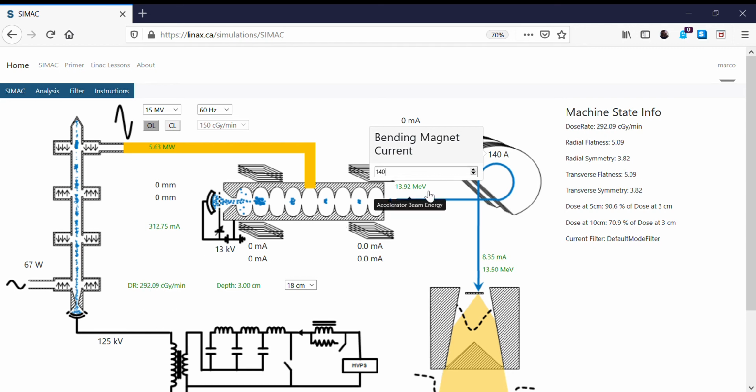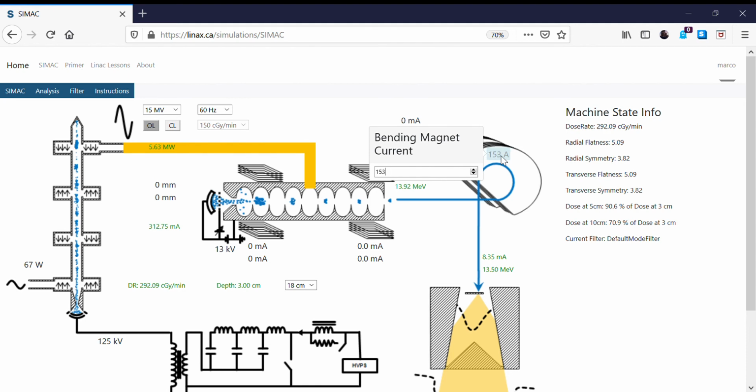So I've gone too far now, because the bending magnet is now allowing energies through that are higher than what the accelerator energy is. And so in order to get the highest dose rate, I'd have to adjust the bending magnet current to allow the equal energy of electrons from the accelerator going to the target. I can do the same thing again. I'll go back to 155, which is where we started.